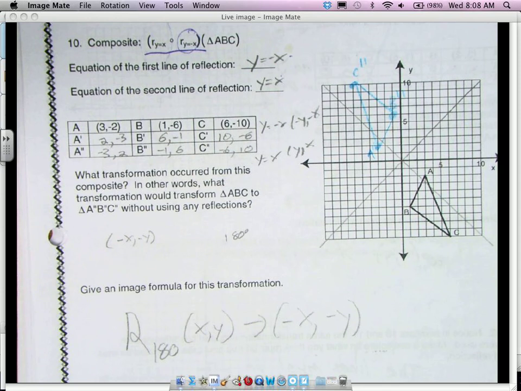We found that the first one was 2, negative 3, 6, negative 1, and 10, negative 6. And the third one was negative 3, 2, negative 1, 6, and negative 6, 10. And we got the one in blue up there. We found that that's a 180-degree rotation. So when we rotate 180 degrees, our image formula should just be negative x, negative y.